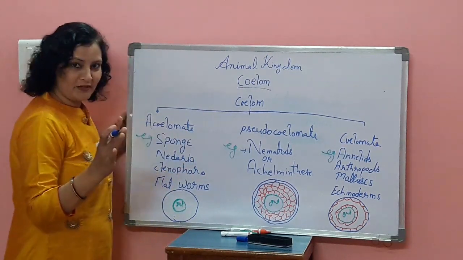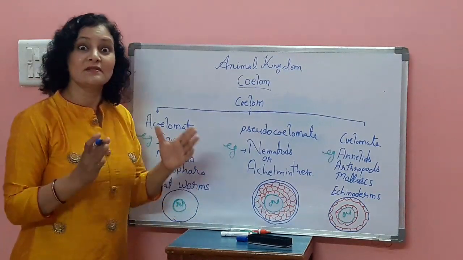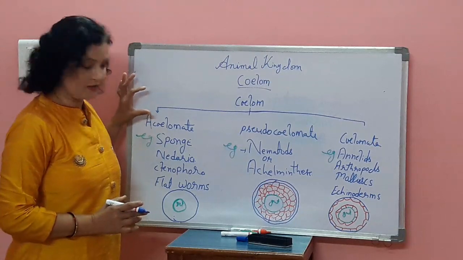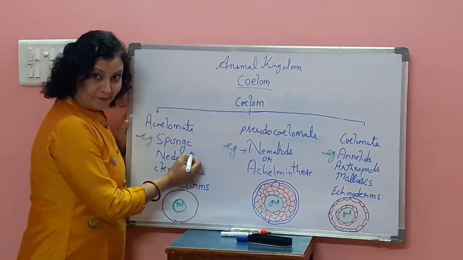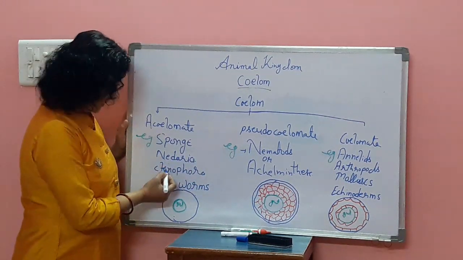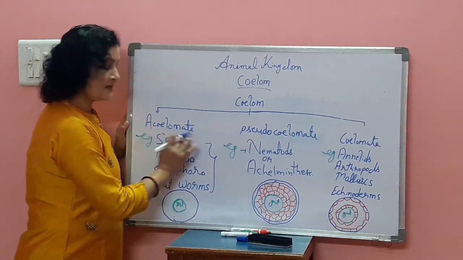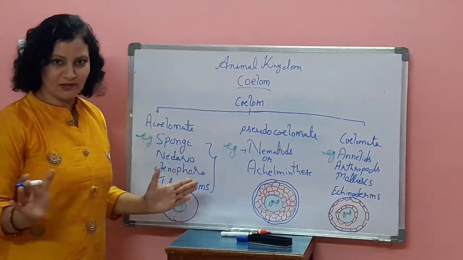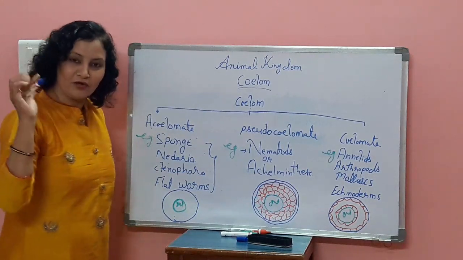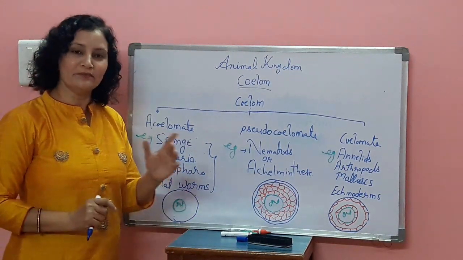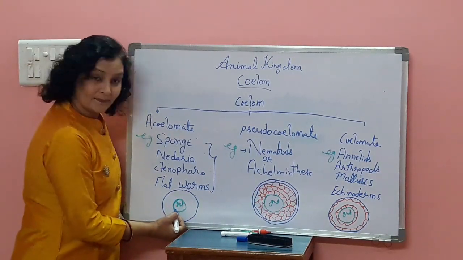The term acoelomate explains itself. The animals that do not possess coelom are called acoelomate. Animals like sponge, which belong to phyla Porifera, Cnidaria, Ctenophores and flatworms, are all acoelomate. It means they do not possess coelom. Sponges, Cnidaria and Ctenophores are diploblastic. They have only 2 germinal layers, ectoderm and endoderm. Ectoderm makes the body wall, endoderm makes the gut.